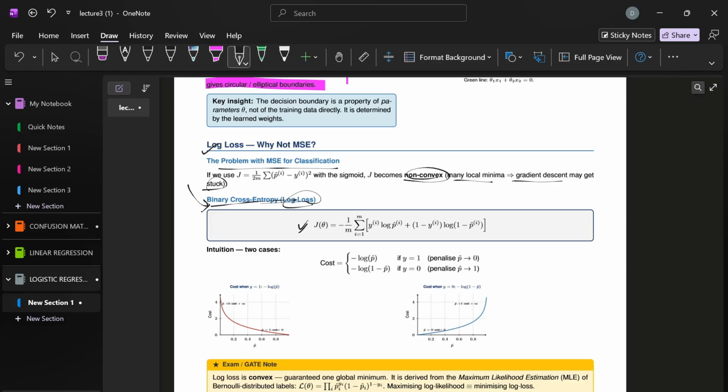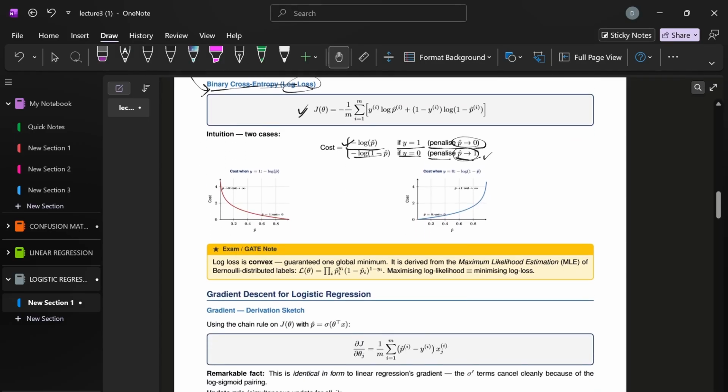Now we have the given formula, so let's break it down. When the true label is 1, the cost is minus log of p hat. If the model predicts p hat close to 1, then the cost is nearly 0. That's great. But if it predicts close to 0, then the cost shoots to infinity. That's a very heavy penalty. Taking the other side, when the true label is 0, the cost is minus log of 1 minus p hat. So it's the same idea but in reverse.